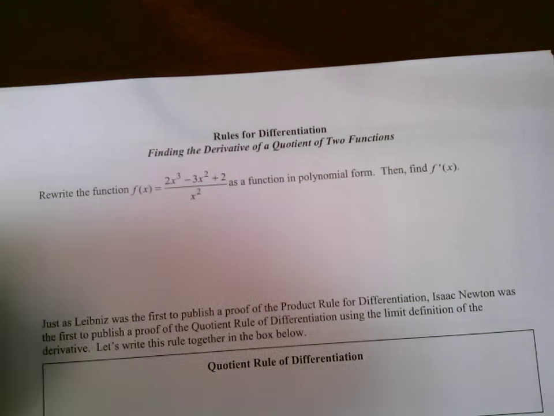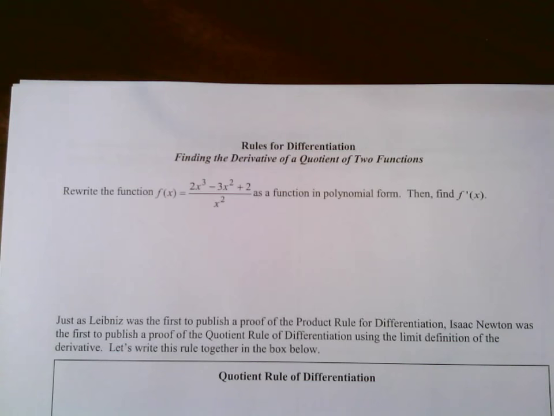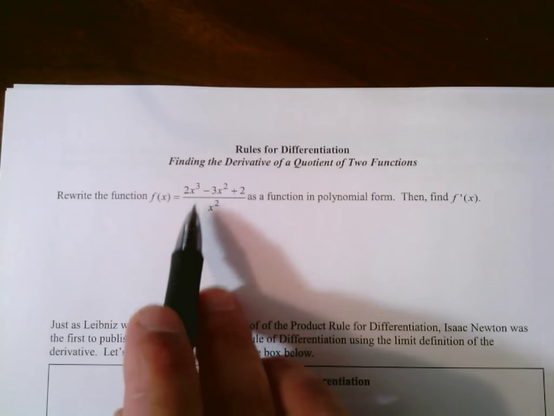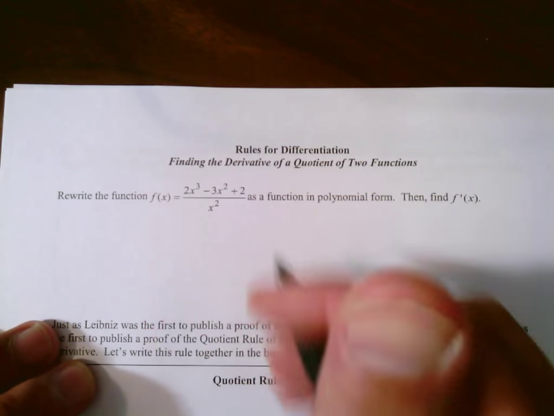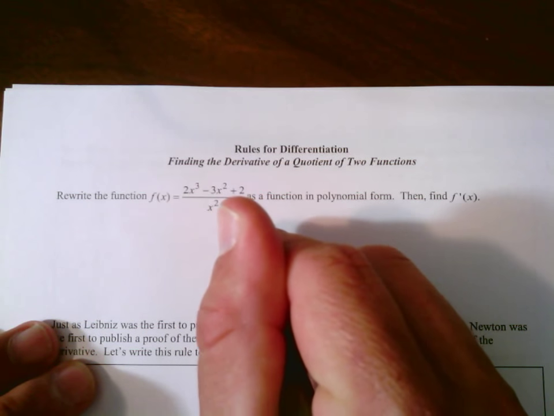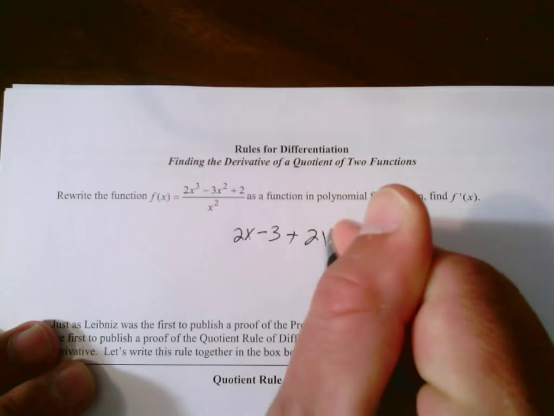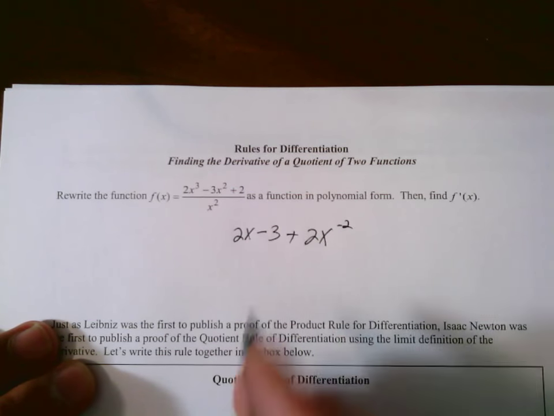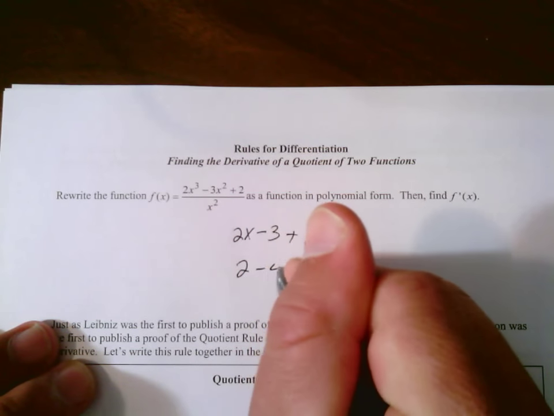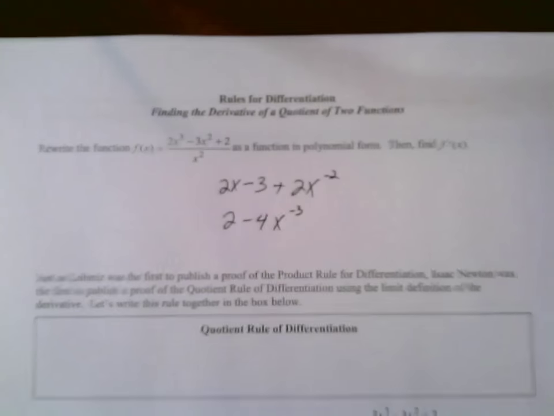This is the quotient rule for differentiation. Taking the derivative of two quotient functions. So if I were to rewrite this in polynomial form by simple division, divide everything by x squared and reduce exponents, I get 2x minus 3 plus 2x to the negative 1/2. If I take the derivative of that, I get 2 minus 4x to the negative third. Okay, let's remember that as we move down here.